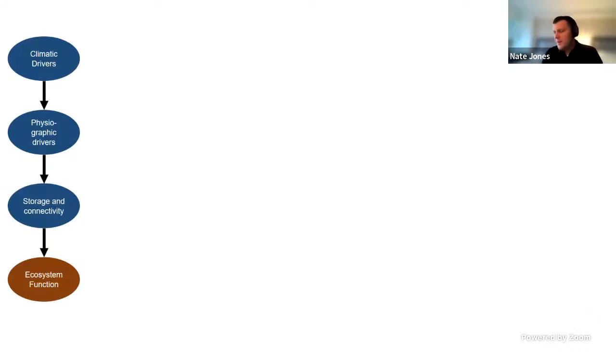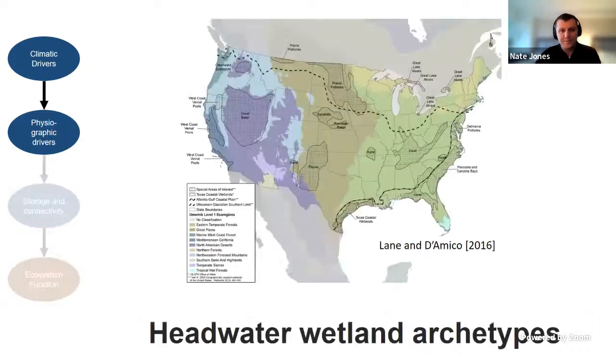So jumping back to this hierarchical model I started out with, and I'll do this for all the case studies, I'm going to step through the larger climatic drivers and the physiographic drivers, and then move down to more of a local scale to look at storage and connectivity and how it cascades to ecosystem function. To start, as part of the Powell Center, we worked on a national scale effort to look at drivers of wetland hydrology.